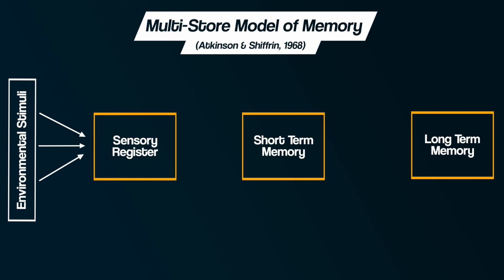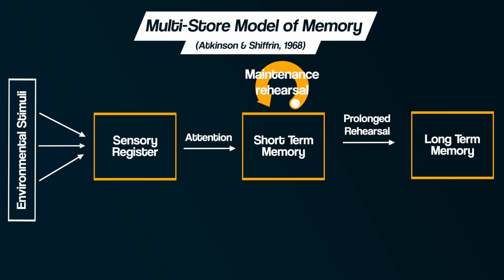This model suggests that information from the environment is received by the sensory register. As the name suggests, we receive this information via our senses. This information is then passed to our short-term memory, but this only happens when you pay attention. Then if information is rehearsed, we can temporarily keep it in our memory for a short period of time. This is known as maintenance rehearsal. And according to the multi-store model, for it to go to long-term memory, the information needs prolonged rehearsal.